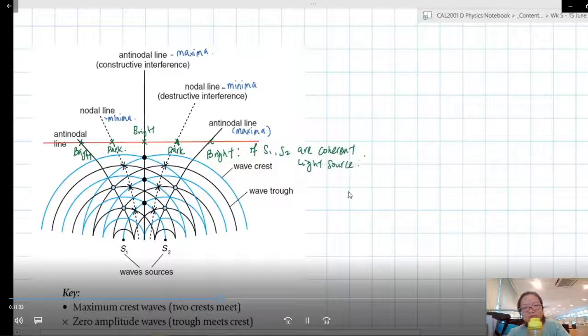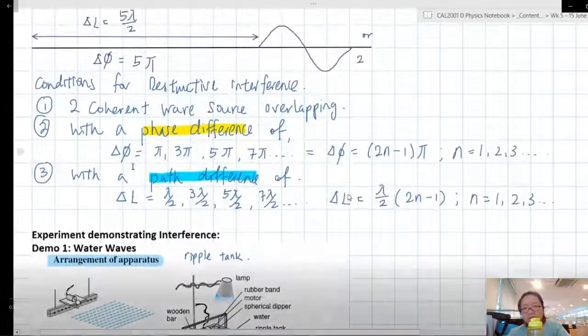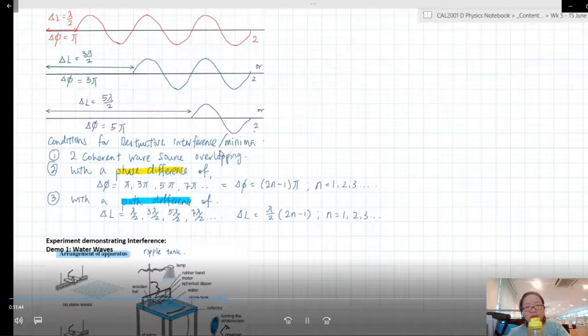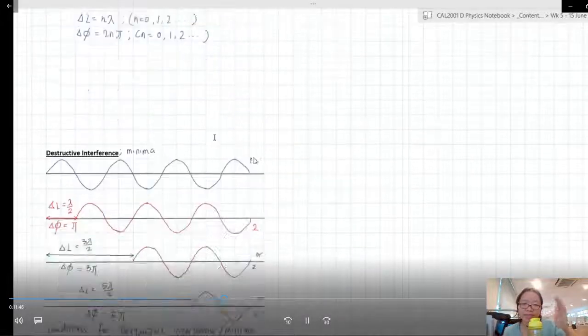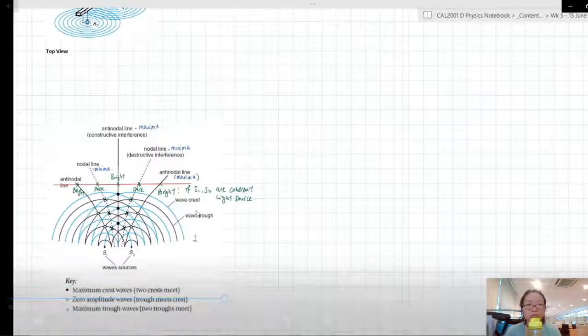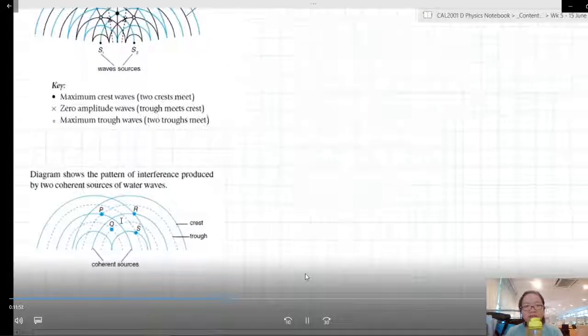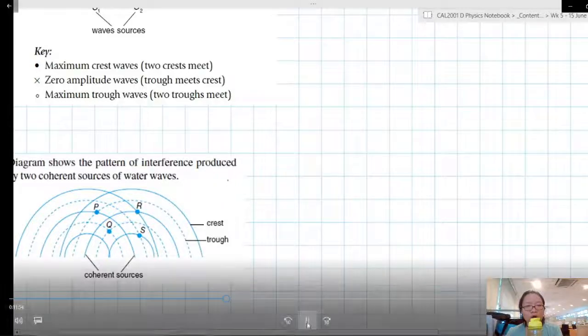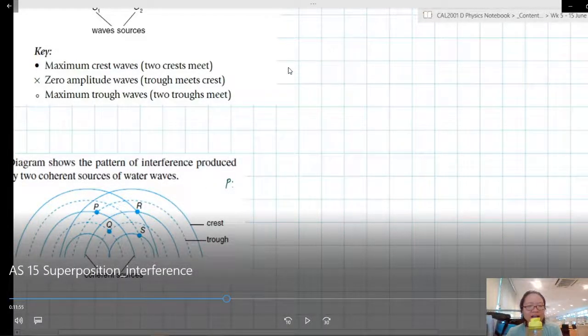So S1, S2 must be coherent sources, that's the condition. And S1 and S2 must be in phase. So this is what is represented by the second half of the definition of interference. You have two waves overlapping from both wave sources such that you form maxima and minima. So I'm going to pause the video a bit and ask you to think about whether you will get a maxima or minima at P, Q, R, and S. I'm going to play, but you can pause the video now and think about it.